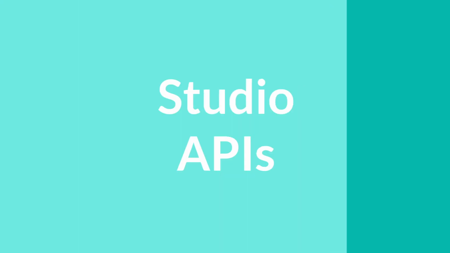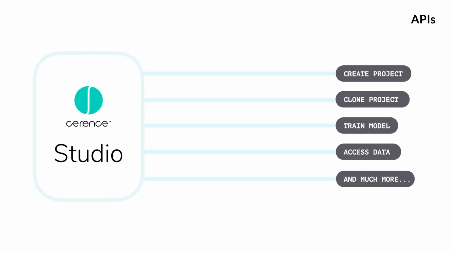Now for number 2, Studio APIs. You can use them in your code to do almost anything, like create a new project, make a clone, train your model, access data, etc.